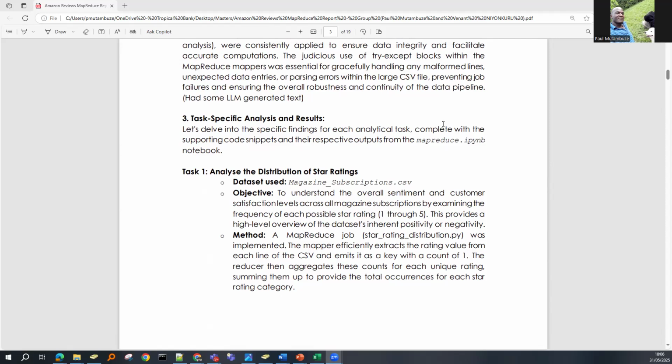Moving on to the very first task, analyzing the distribution of star ratings, we used the magazine subscription dataset. The objective was to understand the overall sentiment and customer satisfaction level across all the magazine subscriptions by examining the frequency of each possible star, that is 1 through 5.